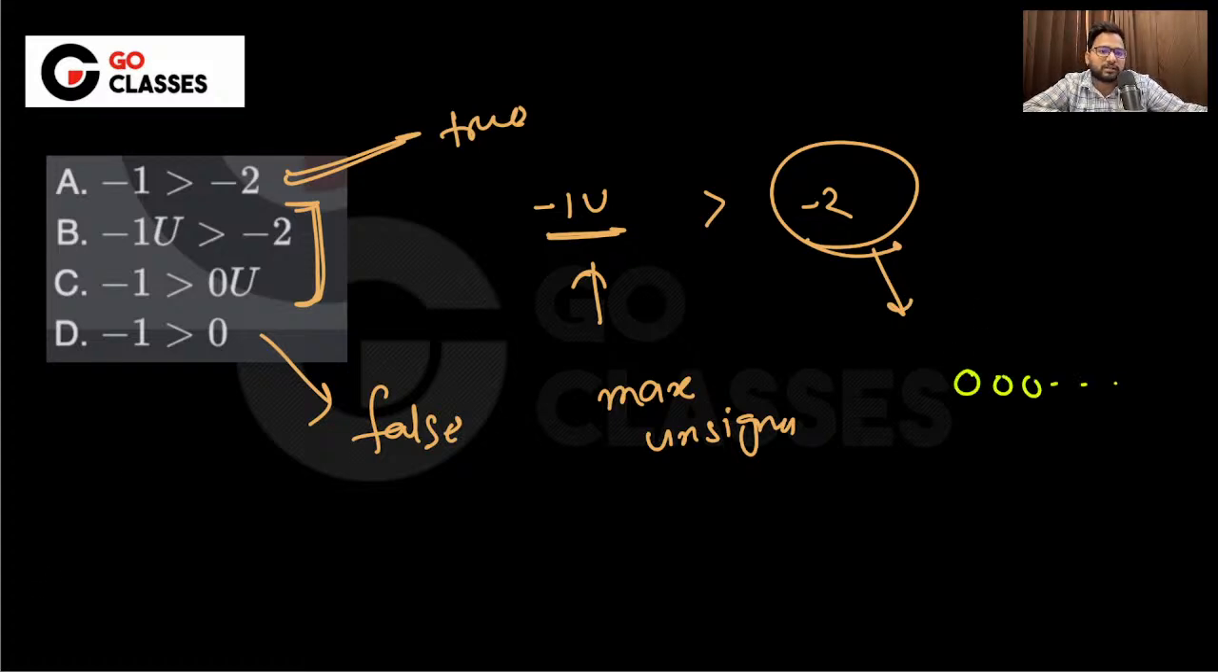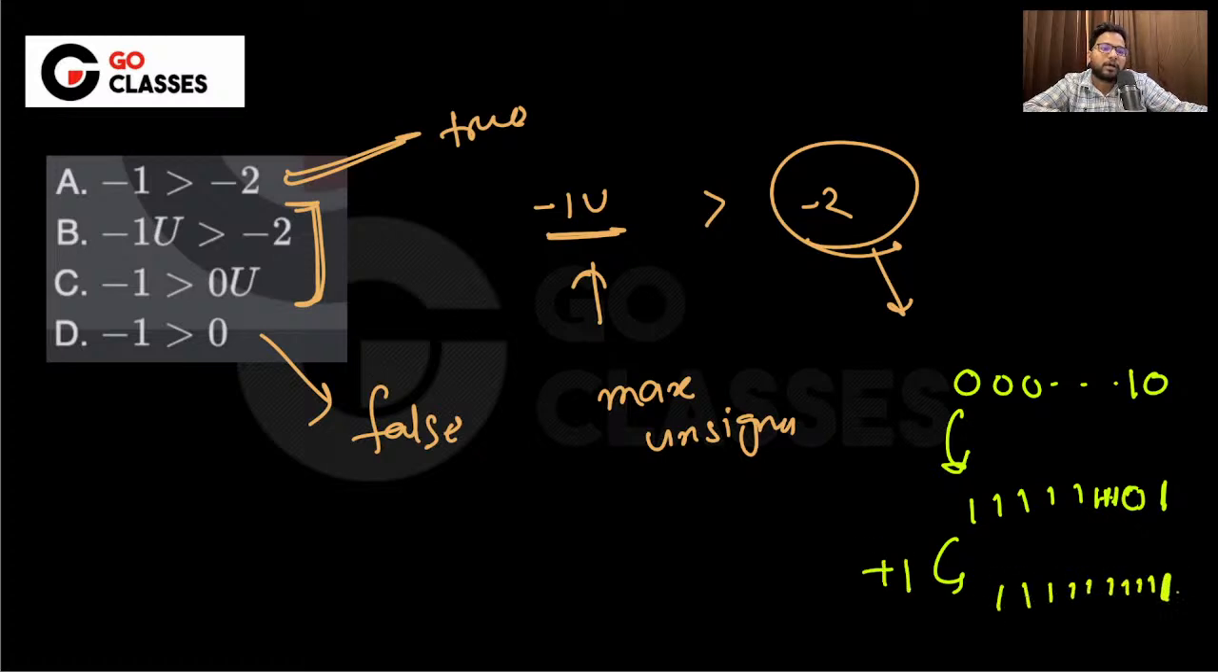See, 2 is actually this, right? You represent it in 2's complement: 1, 1, 1, 1, 1, then 0, all the ones, right? And then 0, and then this will be 1. Then if you just add +1, it will be 1, 1, 1, 1, 1, 1, 1, 1, and then 1 and 0, right? So it will be 2.